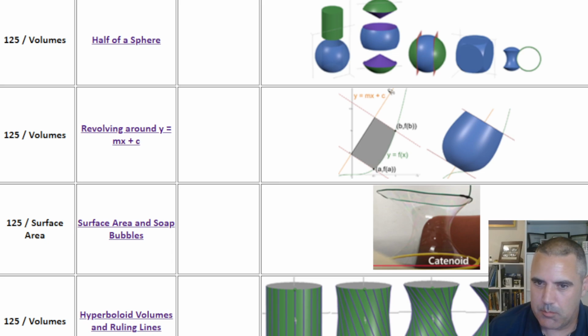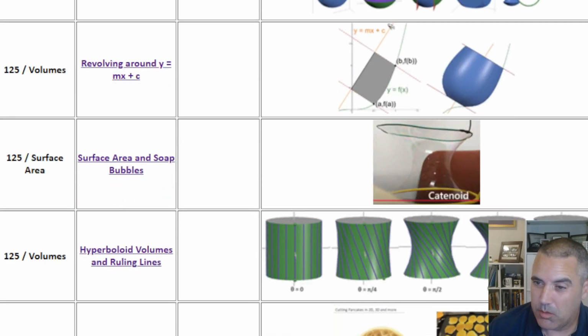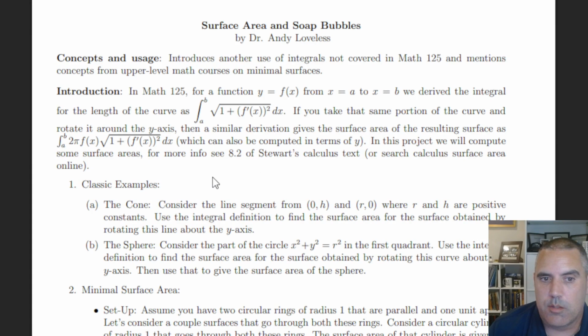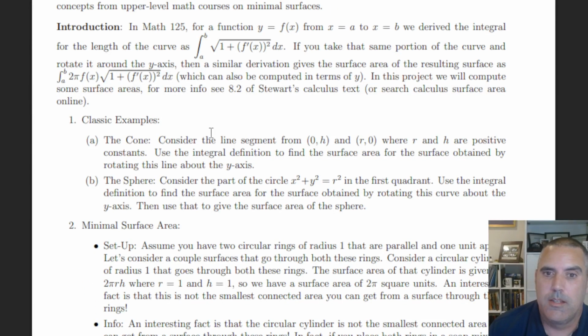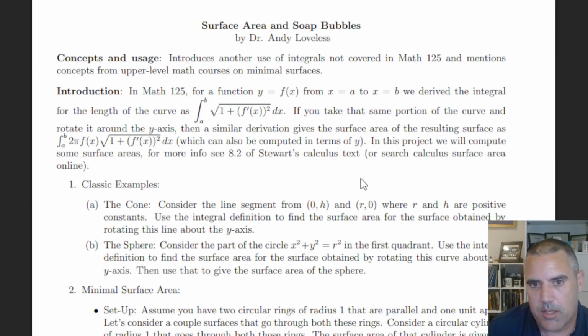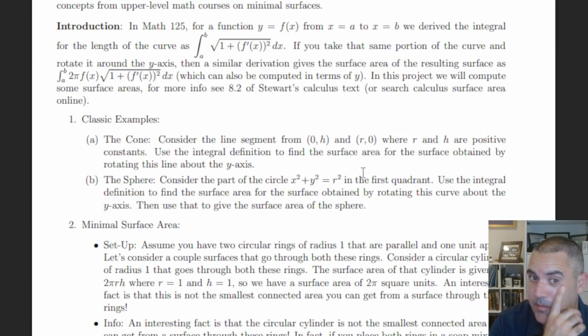But what's interesting to me, something I've thought about recently, is how it relates to what are called minimal surfaces. Now, this is a higher level math topic, but I think I was able to write a project that allows you to get right to the edge of that research. And so I think that's what makes this interesting. So I basically recap. Here's the equation for surface area. You can do it in terms of x or in terms of y, and we're just going to explore this a little bit. So I think that's kind of interesting in itself.